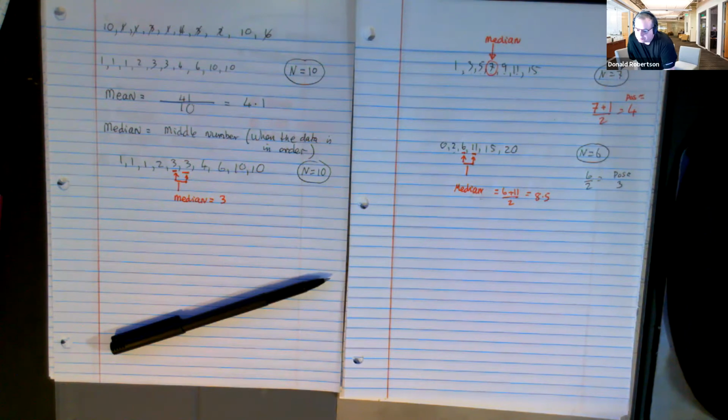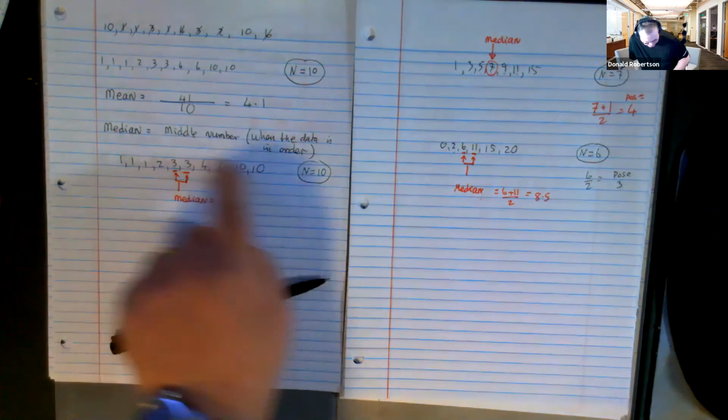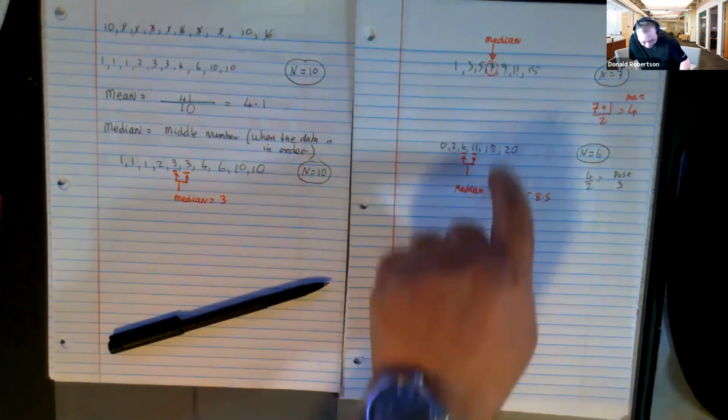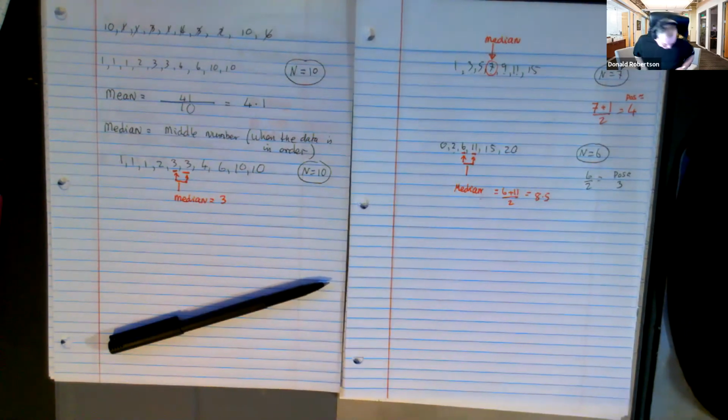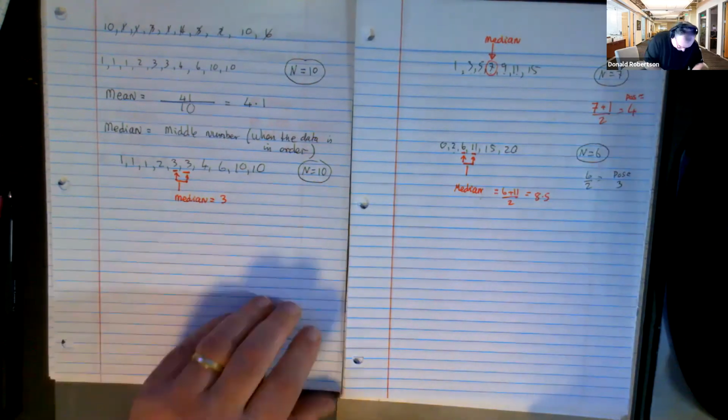Do we feel comfortable now about how to calculate the mean and the median of data by hand? As long as the data is in order, add them all up and divide by 10, or find the middle guy, depending on which of these two circumstances you are in. Okay, let's move back over.